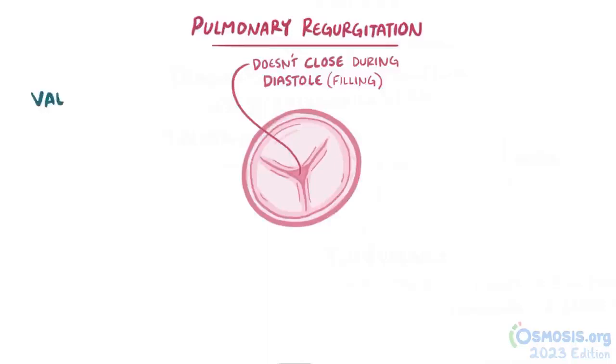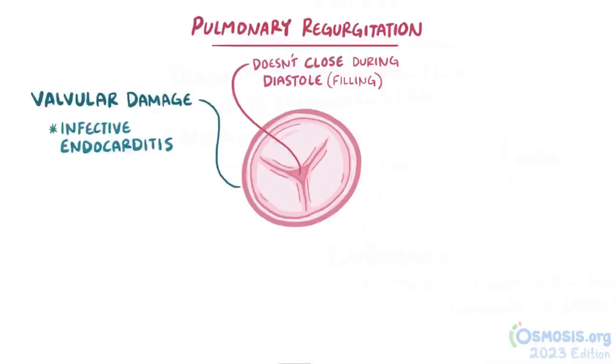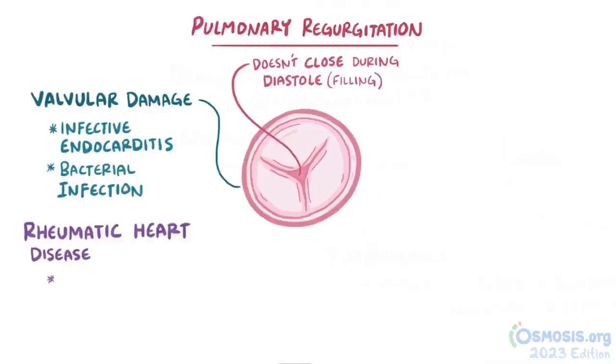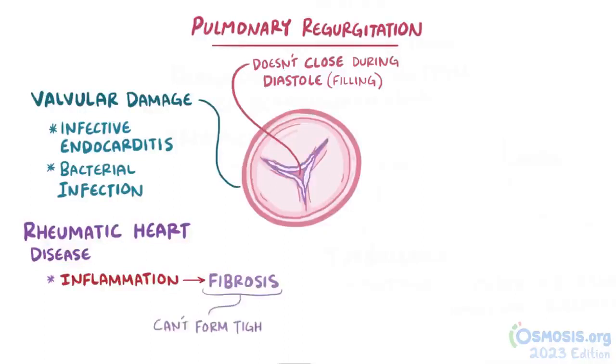Regurgitation can happen due to valvular damage, from something like infective endocarditis, which is a bacterial infection of the inner lining of the heart. Another cause is rheumatic heart disease, where chronic inflammation leads to fibrosis, but instead of fusing the leaflets together, it makes it so that they don't form a nice seal and instead let blood leak back through.